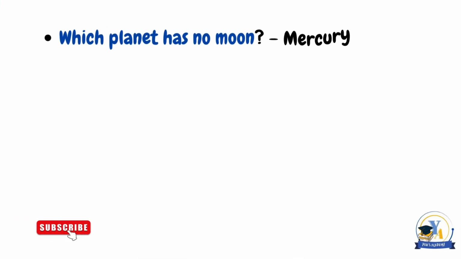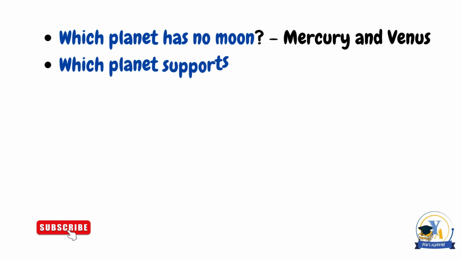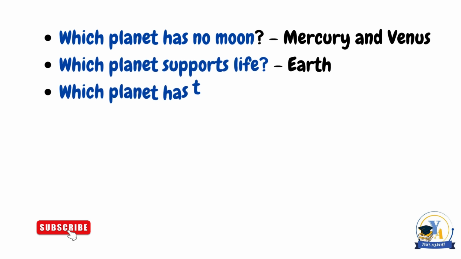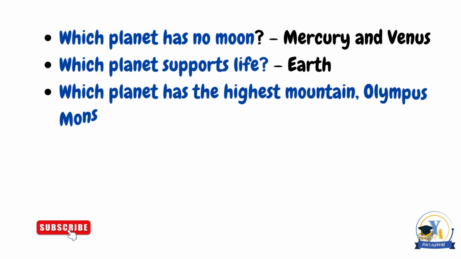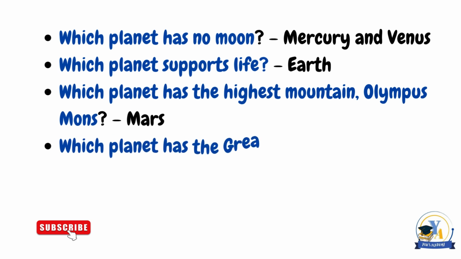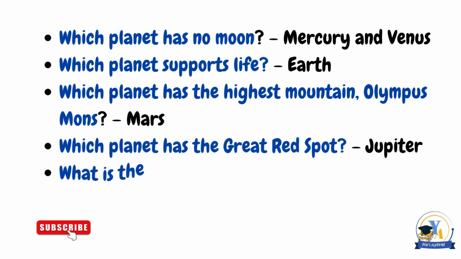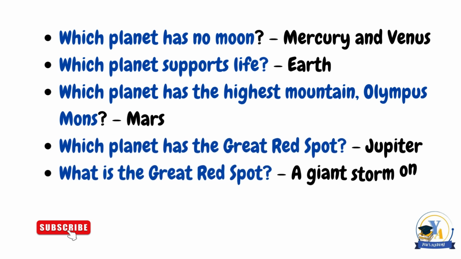Which planet has no moon? Mercury and Venus. Which planet supports life? Earth. Which planet has the highest mountain? Olympus Mons, Mars. Which planet has the Great Red Spot? Jupiter. What is the Great Red Spot? A giant storm on Jupiter.